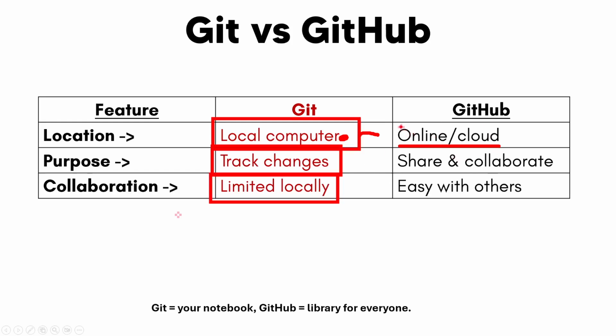GitHub is an online cloud space. You can share and collaborate on GitHub because it's online, right? And it is easy with others. You can easily use it, and I'll show you how to do that.